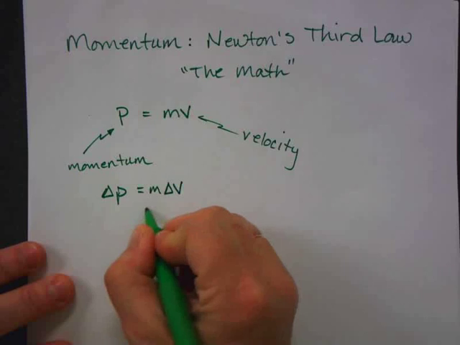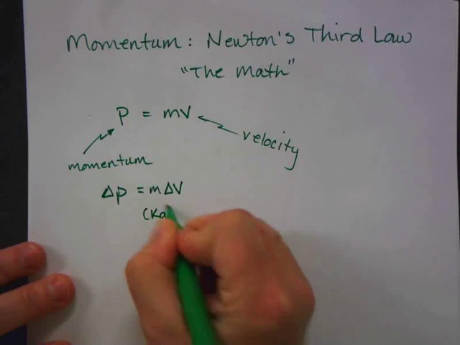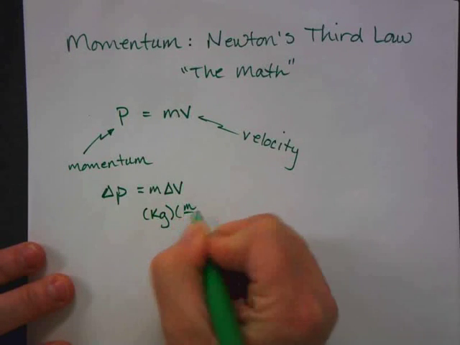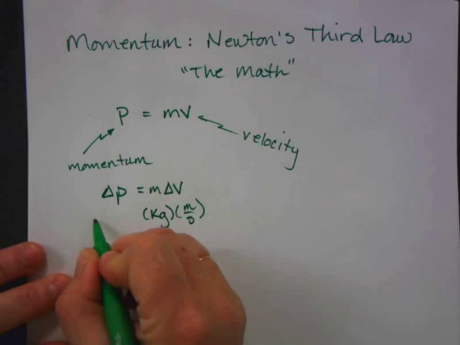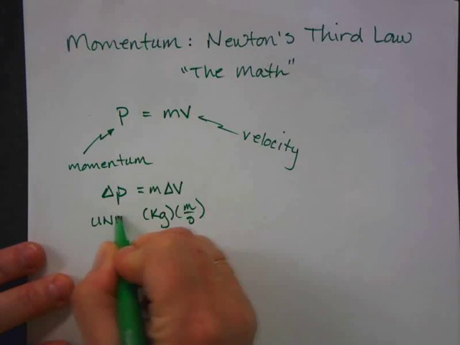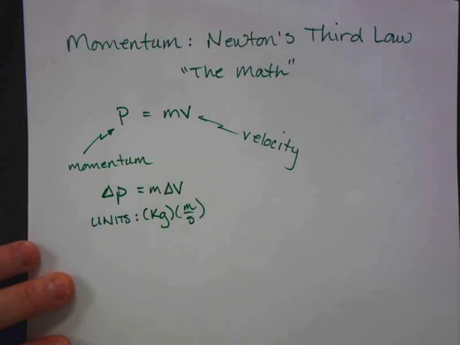The units: kilograms times meters over seconds. Oftentimes we have an abbreviation. There is none for this. So momentum units are always going to be kilogram meter per second, stated just like that. Okay?